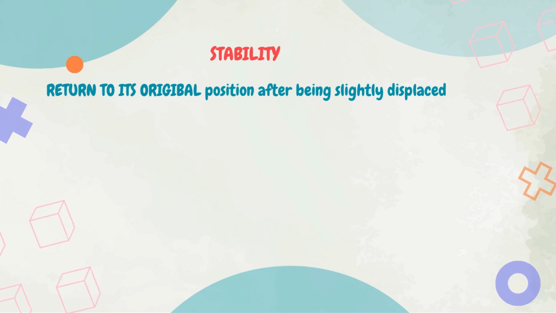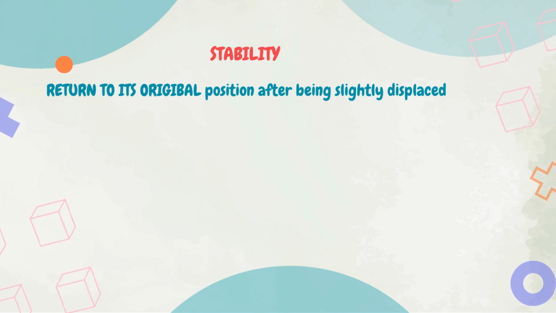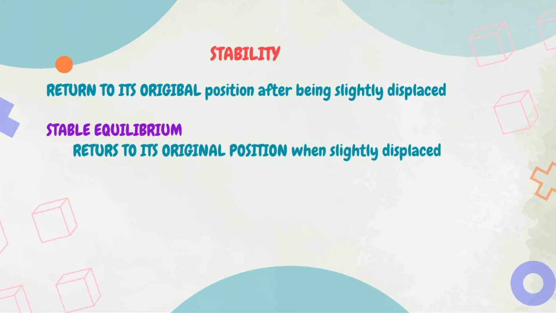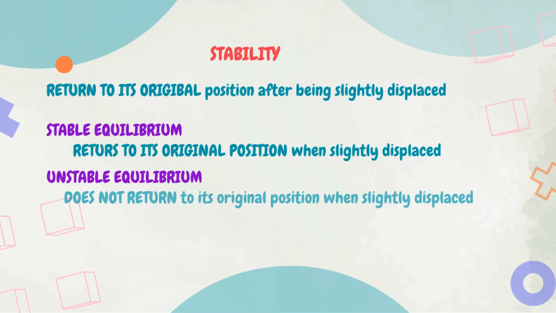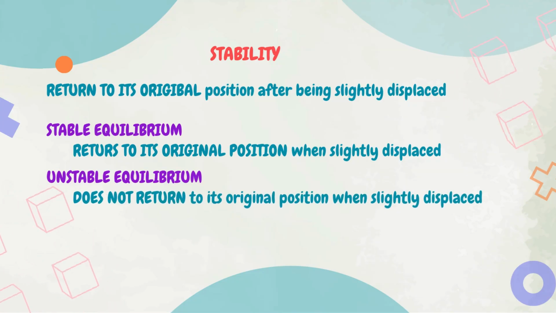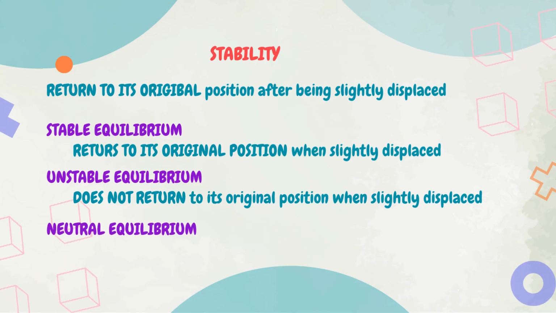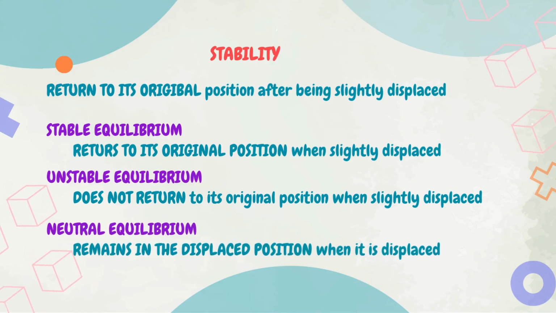To recap, stability is the ability of an object to return to its original position after being slightly displaced. There are 3 states of stability. Stable equilibrium is when an object returns to its original position when slightly displaced. Unstable equilibrium is when an object does not return to its original position when slightly displaced. Neutral equilibrium is when an object remains in the displaced position when it is displaced.